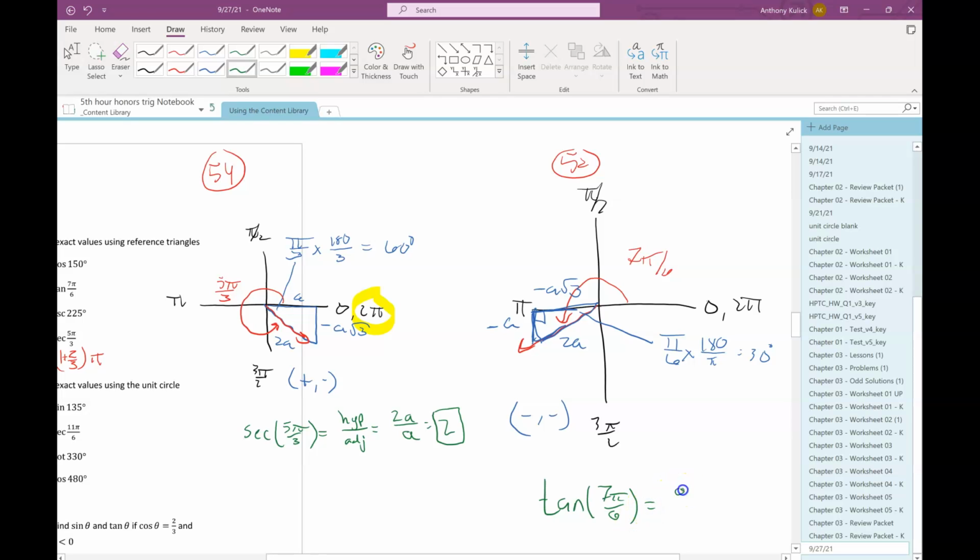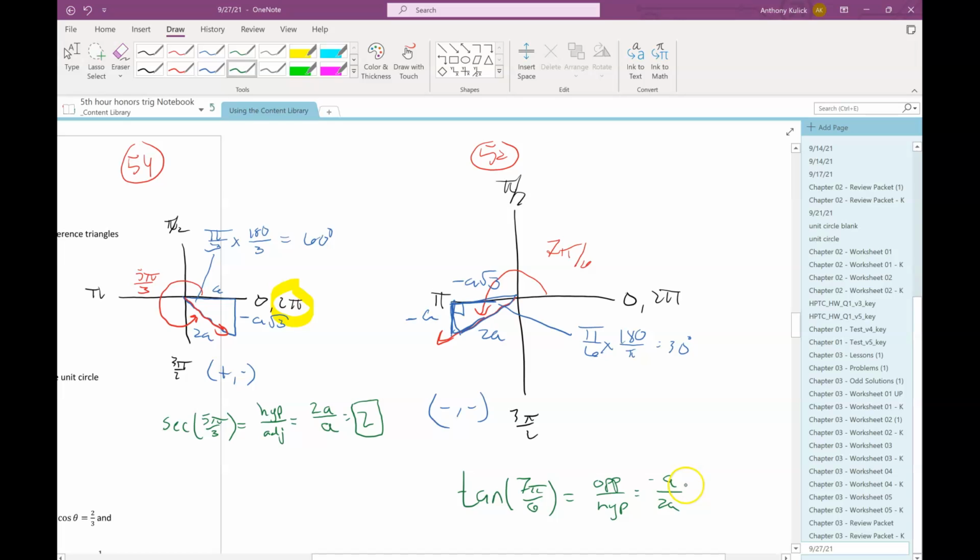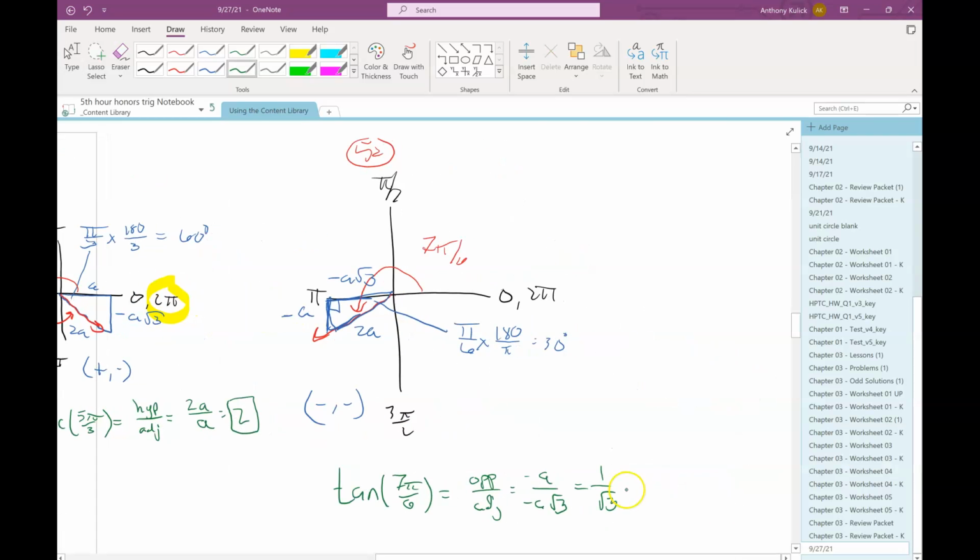So tangent is opposite over hypotenuse. So in this case, the opposite is negative a, and the hypotenuse is 2a. That's not what a tangent is. It's opposite over adjacent. So the opposite in this case is negative a, and the adjacent is negative a root 3. That reduces down to just 1 over root 3. And when I rationalize my denominator, I end up with root 3 over 3.